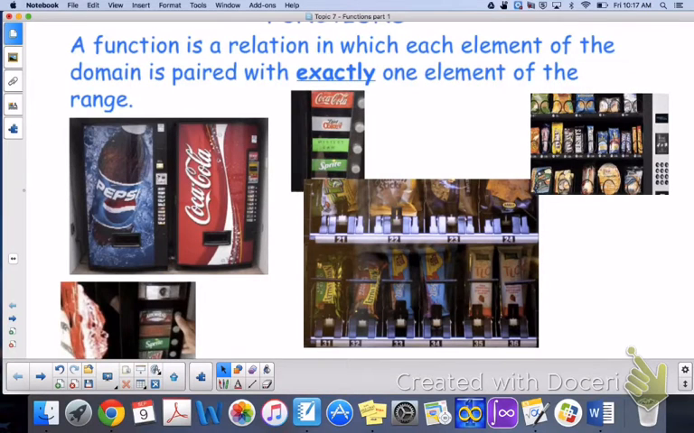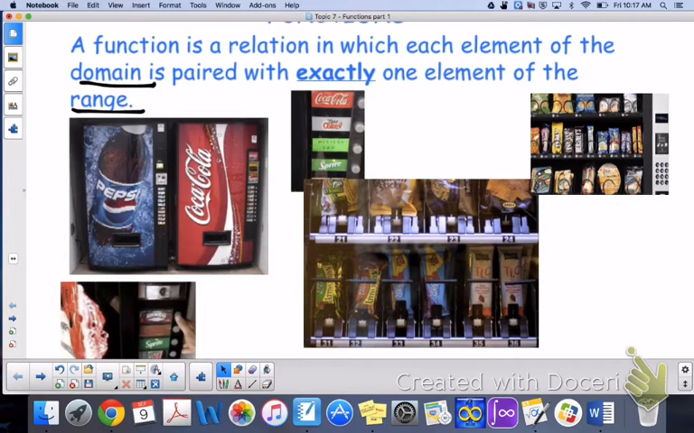Alright, today we're going to talk about functions. A function is a relation in which each element of the domain is paired with exactly one element of the range. So, domain, we talked about with relations, that's your input or your x values. Range is your output or your y values.